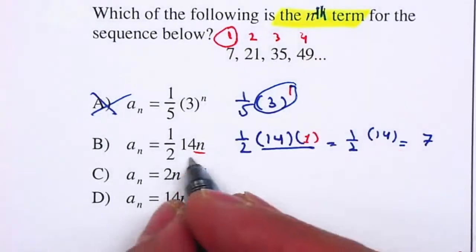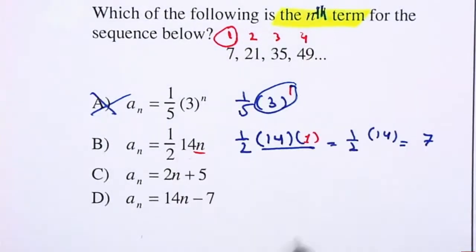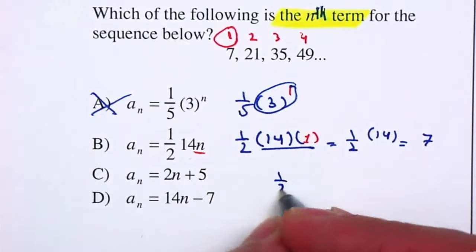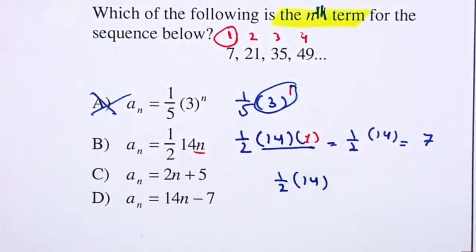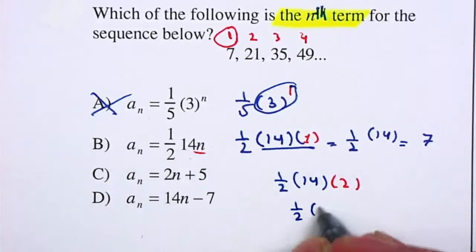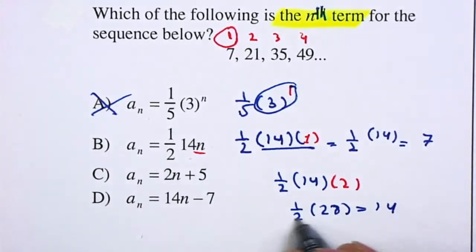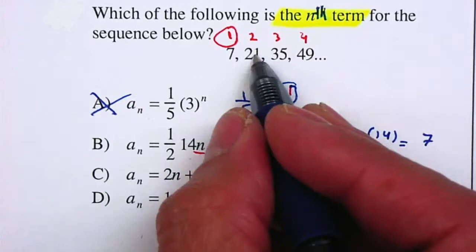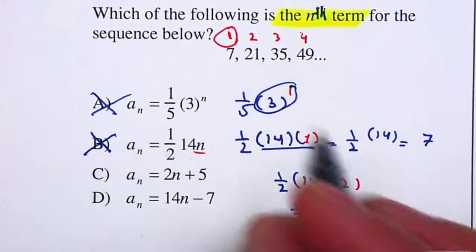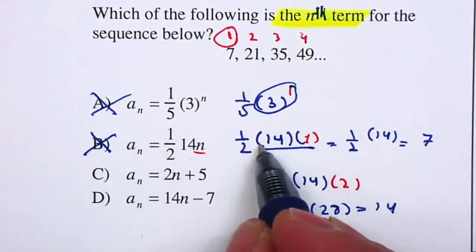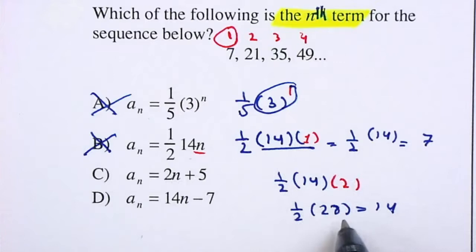Now if I plug in a 2, it should give me 21. So let me try it. 1/2 times 14, but instead of the n, I'm going to plug in a 2. That gives me 1/2 times 28, which is equal to 14. So half of 28 is 14. It does not give you 21, so B is not the answer. The fact that it works for the first one doesn't mean it's going to work for the second one.